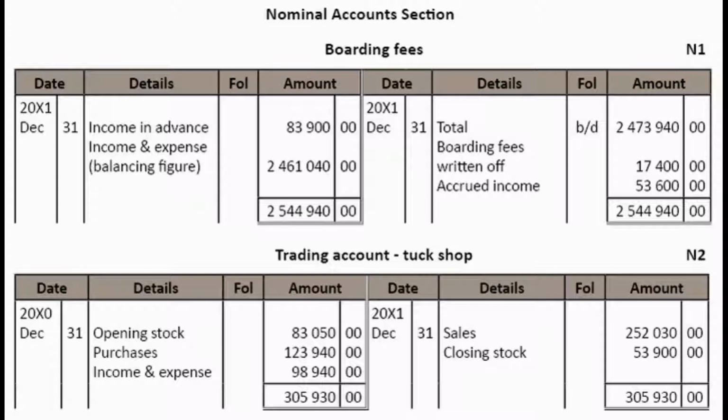All that is left is to get the balancing figure, in other words, the amount that we are going to transfer to our income and expenditure account. The balancing amount in that boarding fees account is 2,461,040.